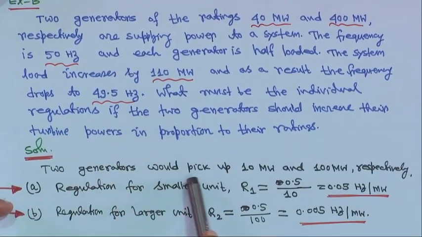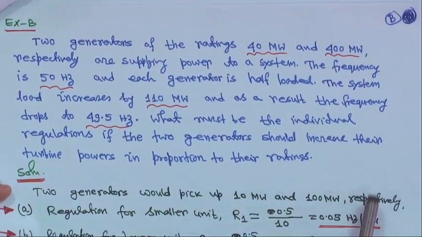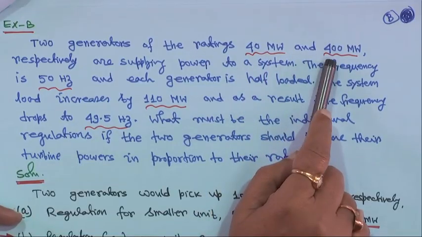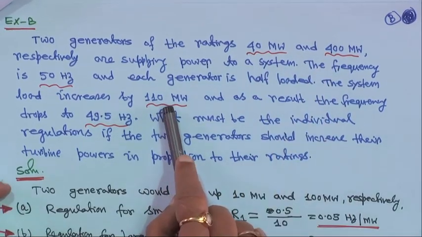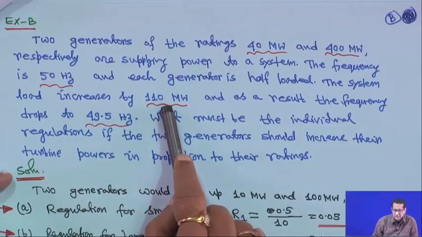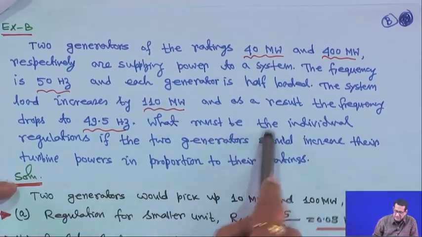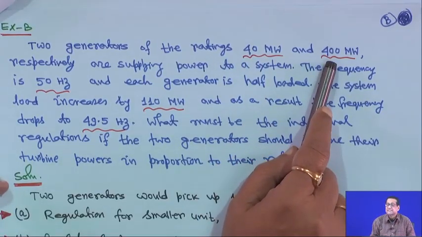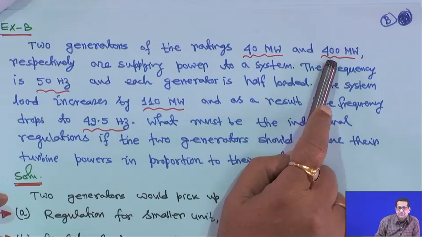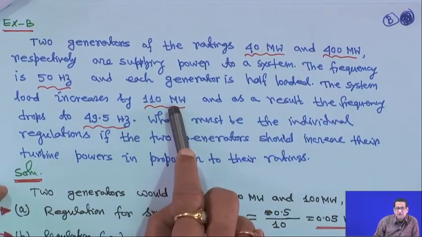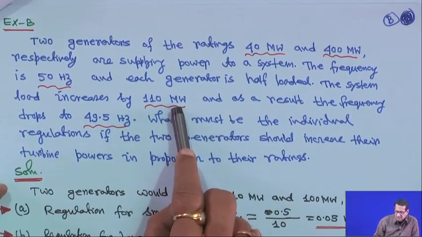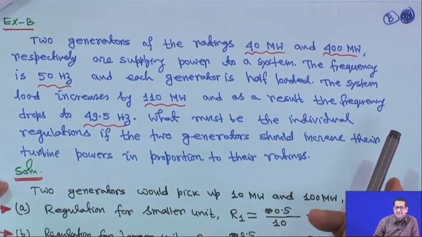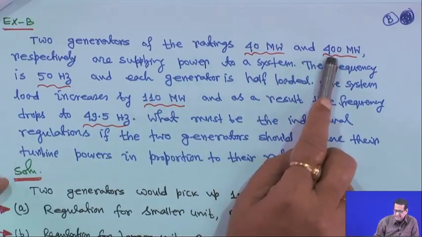Look, the two generators should pick up 10 megawatt and 100 megawatt respectively, because one rating is 10 times more, and the load increase is 110 megawatt. It was also mentioned that they are 50% loaded, that means this generator is generating 20 megawatt and this generator 200 megawatt. That means they can generate further power. So here it is 110 megawatt, that means 10 megawatt by the smallest generator and 100 megawatt by the larger generator, in proportion to the rating. That means 10 times more, because this rating is 10 times more.